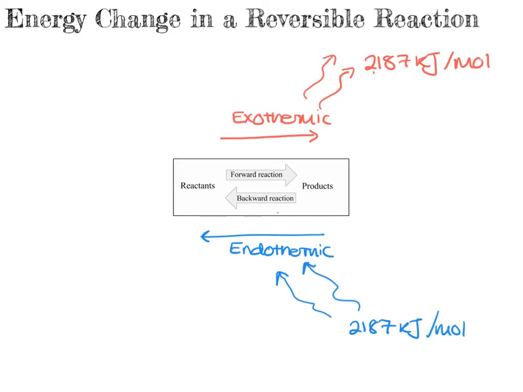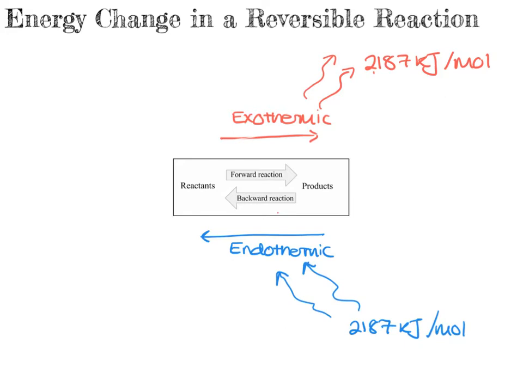So two features here that are really important. One, that the energy change in a forward reaction is the opposite to the energy change in the reverse reaction. And secondly, that the value of the energy released or absorbed is the same whether you're going forwards or backwards. It's just that in one direction it's released and in the other direction it's absorbed. And this could be the other way around, so it could actually be the forward reaction that's endothermic and the reverse reaction is exothermic. That's fine.